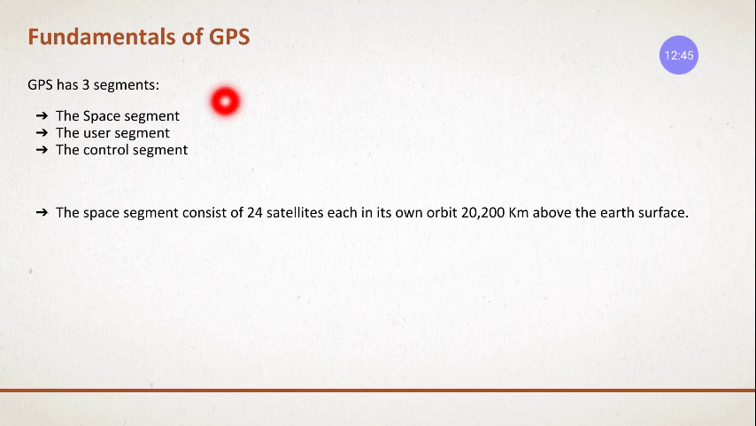Our India has NAVIC, right? India has NAVIC with 7 satellites. It doesn't cover the whole world, right? But this US Global Positioning System will cover the whole Earth with 24 satellites, in its own orbit, 20,200 kilometers above the Earth's surface. At that distance, these satellites are moving, right?